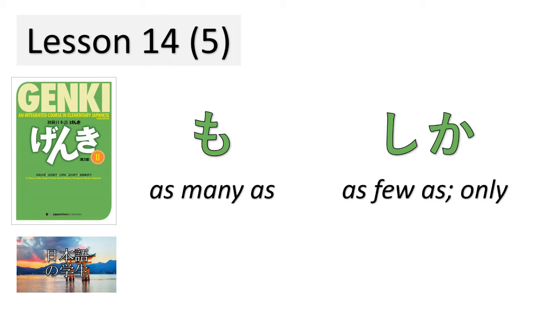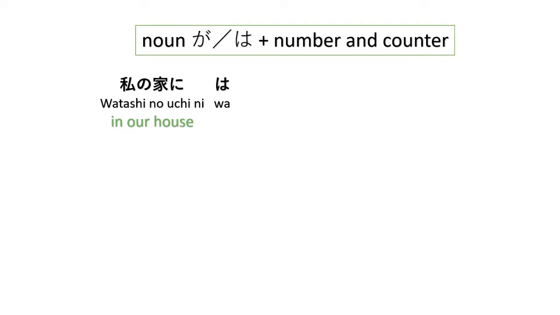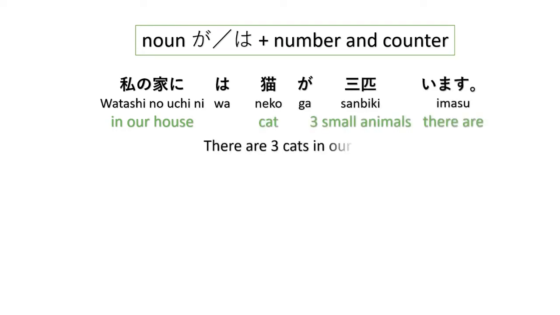In this lesson, we will learn the English expression as many as or as few as and only in Japanese. Now let us recall how to count in Japanese. Counting in Japanese is quite different than in English. So, for example, watashi no uchi ni wa neko ga 3匹います. There are 3 cats in our house.